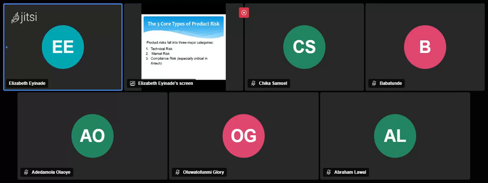The first one is the technical risks. We have the market risks as well. We have compliance risks, and this compliance risk is usually very critical when it comes to fintech, when it comes to money. Anything that has to do with money, compliance is the number one thing you should even look at. You cannot launch your app if you are not meeting regulatory and compliance standards.